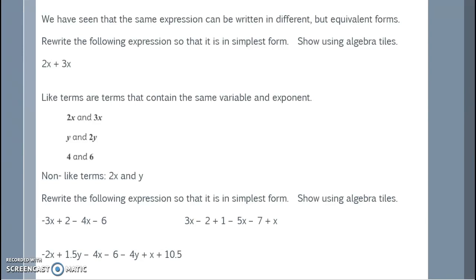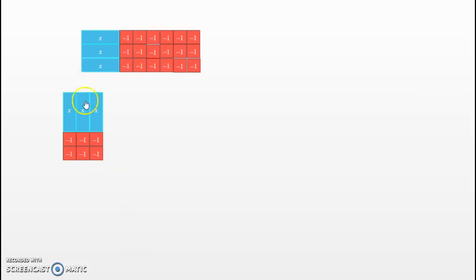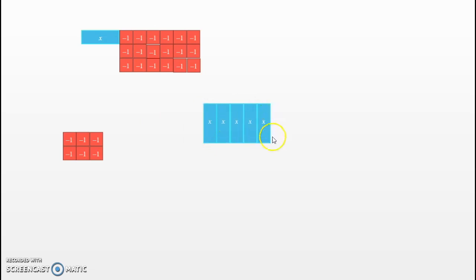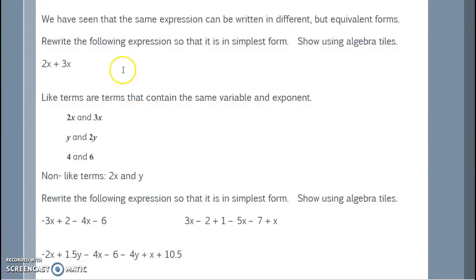Let's rewrite the following expression so that it is in simplest form. Show using algebra tiles: 2x plus 3x. Now this might seem mundane to us, but for someone just starting out, showing that they are the same is important. So if we have 2x and we add 3 more x's, I see that all together I have 1, 2, 3, 4, 5 x's. So this is equal to 5x.